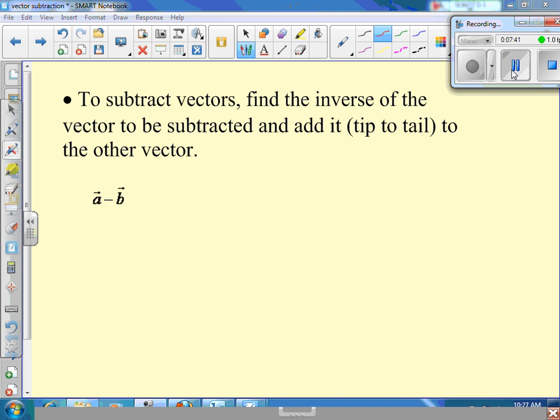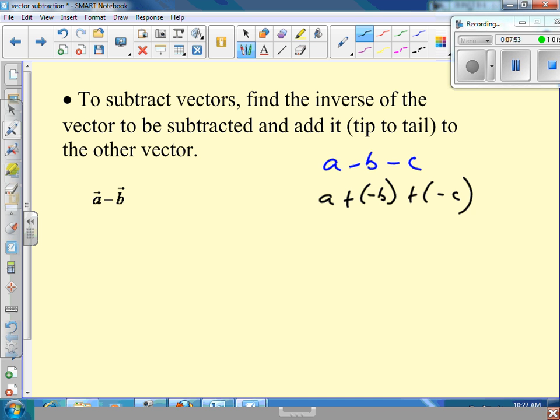The question is, what if there's more than two vectors? In other words, like what if you've got something like A minus B minus C? Well, then that would simply be A plus minus B plus minus C. So which ones would you flip? The B and the C, and then you would just simply add them tip to tail, right? No worries. Not likely ever going to see that, actually.